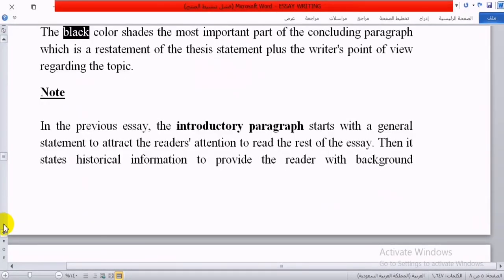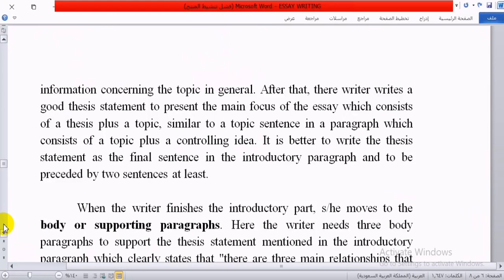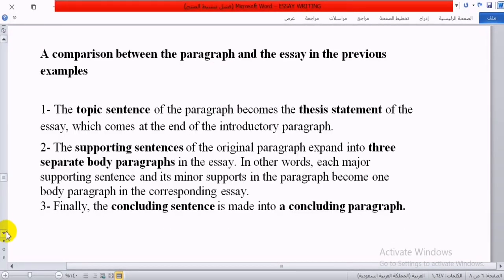Let us make a comparison between the essay and the paragraph. The topic sentence of the paragraph becomes the thesis statement. We no longer have a topic sentence about which we discuss the ideas. Instead, we have a thesis statement, which comes at the end of the introductory paragraph.